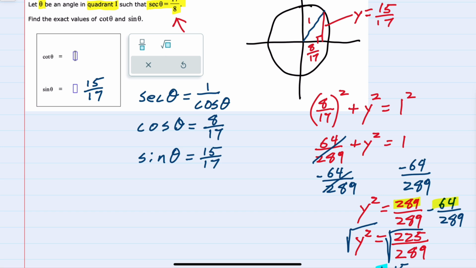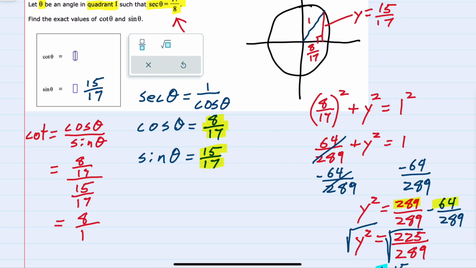The other is the cotangent, and cotangent equals the cosine of theta over the sine of theta. And since we know both of these, the cosine is 8/17 and the sine is 15/17, 8/17 divided by 15/17 is the same as 8/17 times the reciprocal of the denominator. This cancels nicely to be 8/15. Our cotangent is 8/15. So we found both of the trig functions that we were asked for.